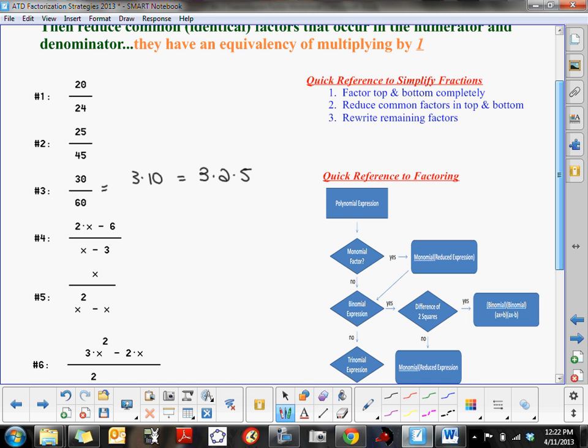Okay, so then I've got the 30 there. And the 60, I'm going to go 6 times 10, and I'm going to keep factoring the 10 again. And the 6 is 3 times 2, and the 10 is 2 times 5, so times 2 times 5. I've got them completely factored. Now I'm going to find those that are an equivalency of 1. 3 divided by 3 is 1. 2 divided by 2 is 1. 5 divided by 5 is 1.